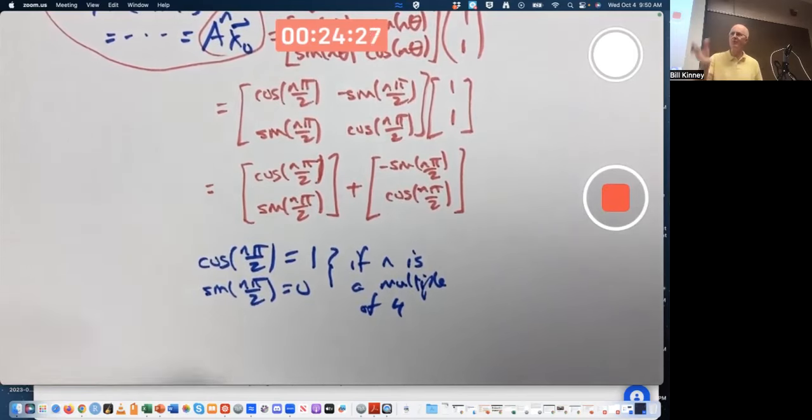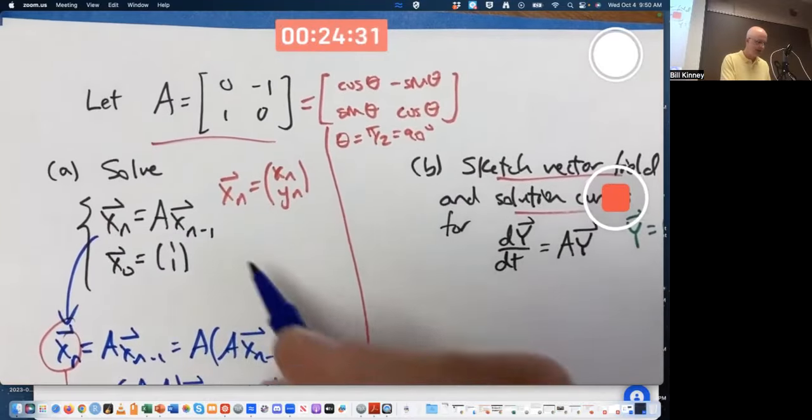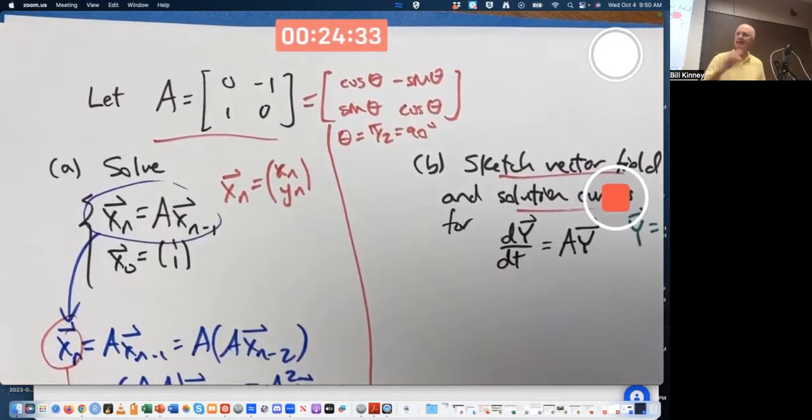Yeah, this does correspond to rotations. It is a rotation. Geometrically, what's happening here is applying this recursive equation is taking your given vector and always rotating it by 90 degrees every iteration.